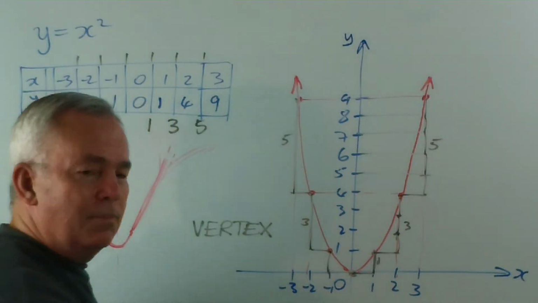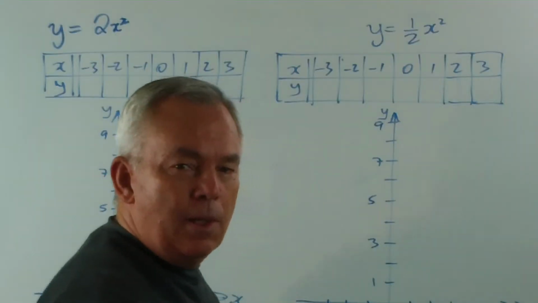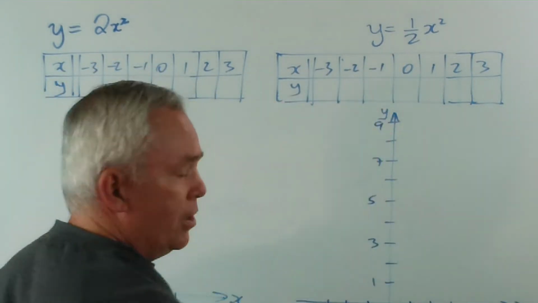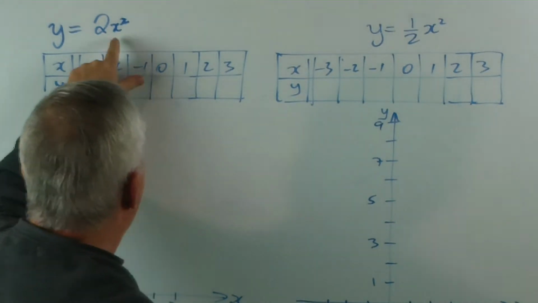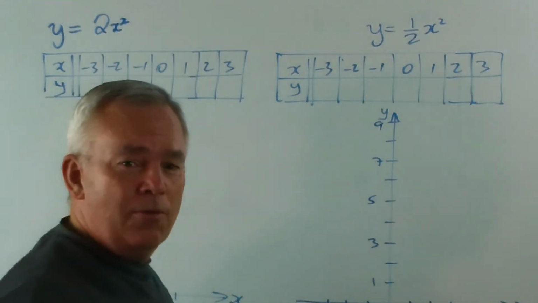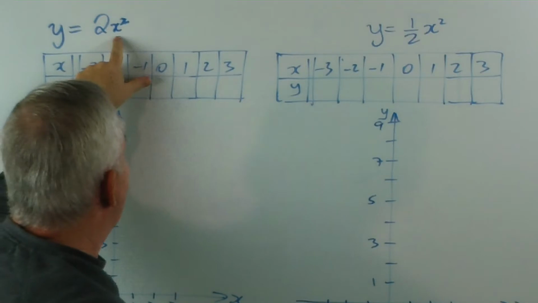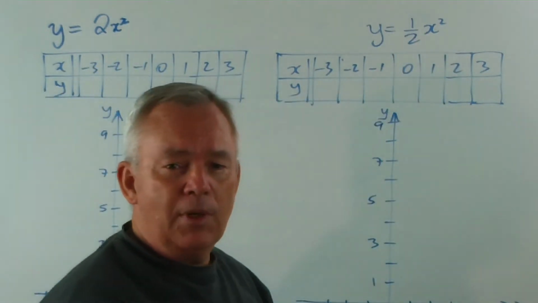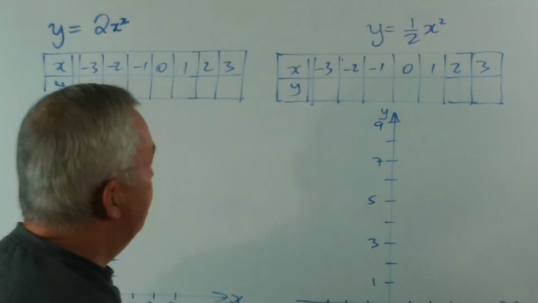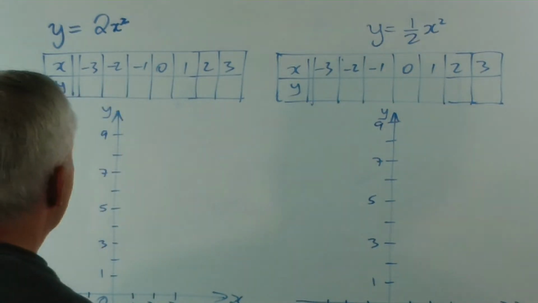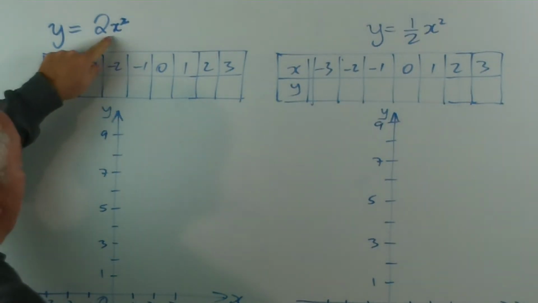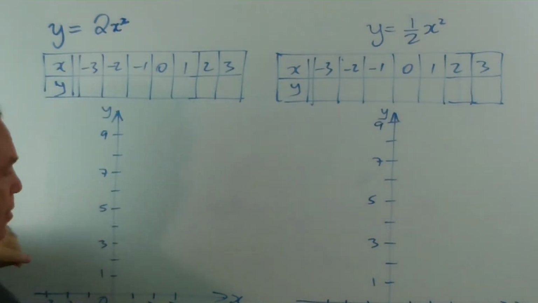Okay, let's have a quick look. So here I have two parabolas. We're going to do them side by side to compare what's happening. As you see, we've changed it very slightly. This one is 2x squared, this one is half x squared, so we're changing the coefficient of x squared, the number in front of x squared, to see how it alters the shape. Let's fill in the boxes and graph them and see.